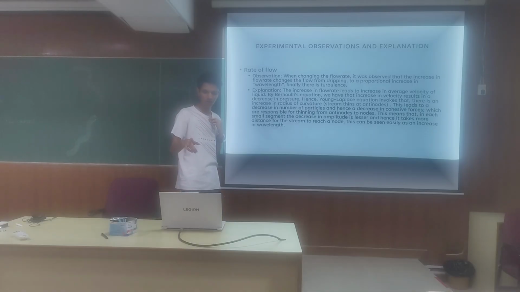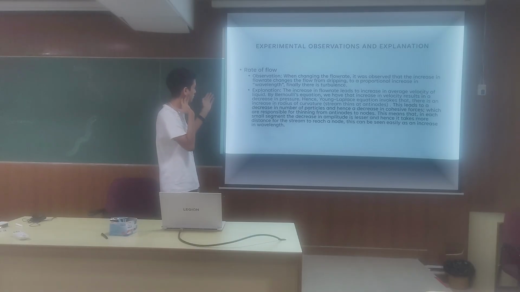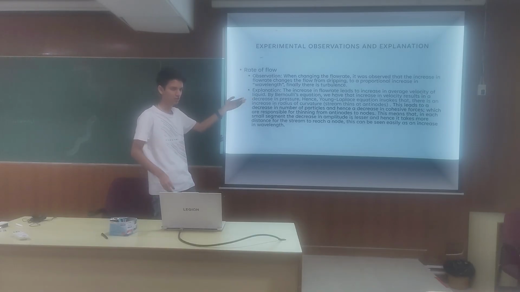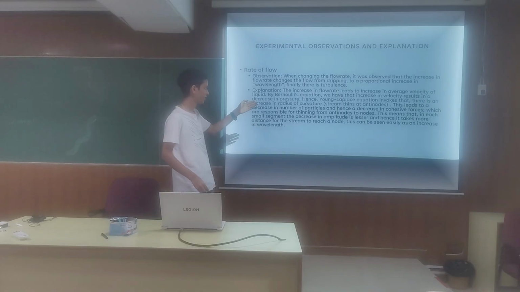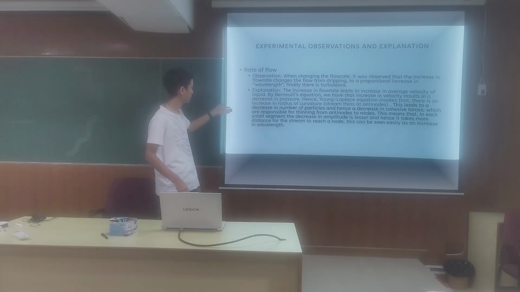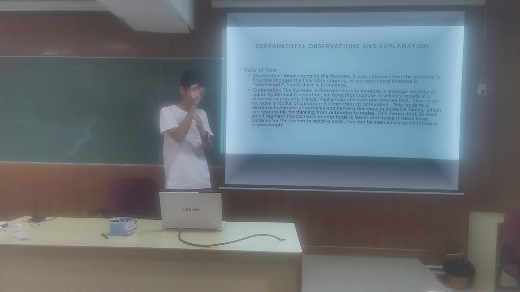We try to explain this using Bernoulli's equation and Young-Laplace equation. So we state that the increase in flow rate leads to an increase in average velocity, and therefore by Bernoulli's equation we can say that the pressure is reducing, and by Young-Laplace equation, since the pressure is inversely proportional to radius, we can say that the radius of curvature is increasing, and increasing the radius of curvature leads to a decrease in the amplitude at that point, basically the thinning at antinodes happens due to the increase in radius of curvature.